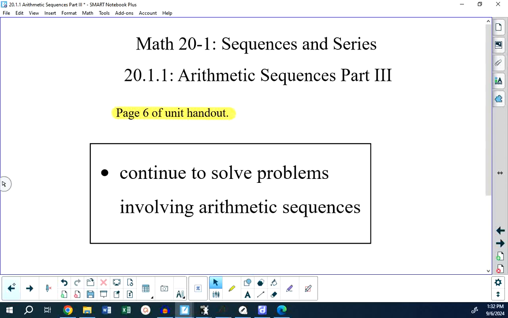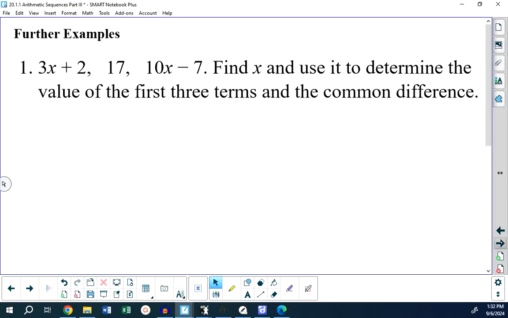So this is the lesson on page 6 of the unit handout. We're talking here about example number 1. You're trying to find the value of x that makes these three things arithmetic from one to the next to the next. And a trial and error approach is not going to work.